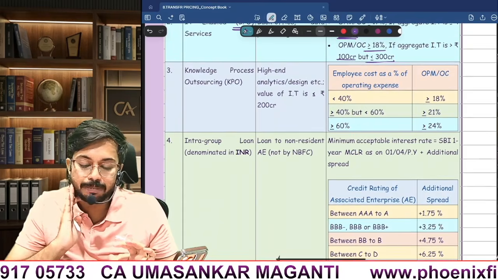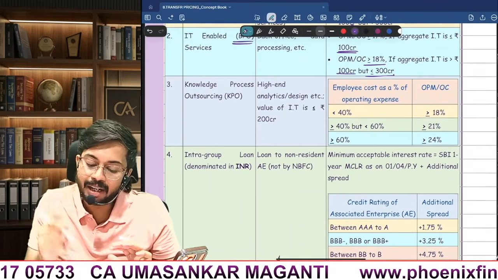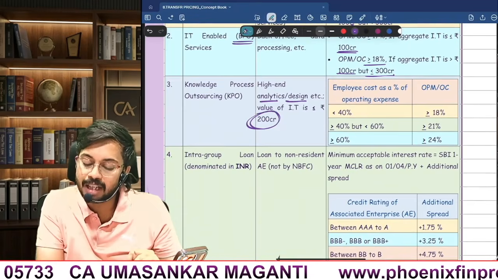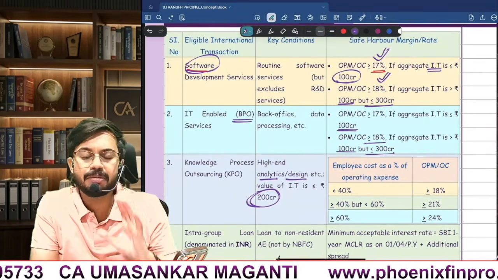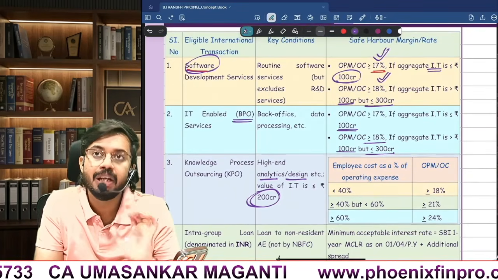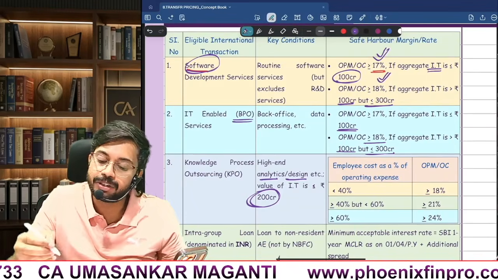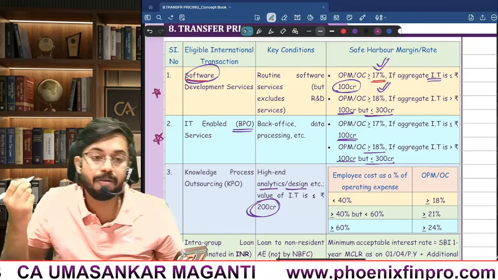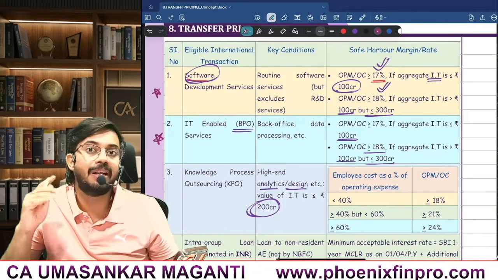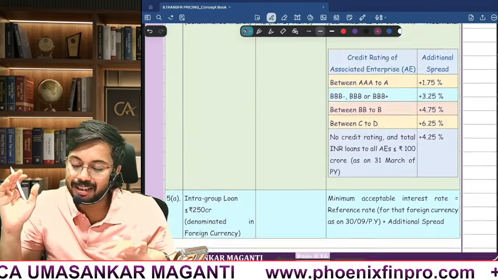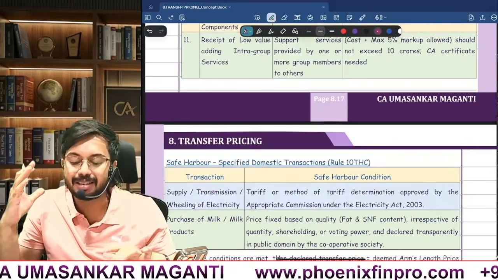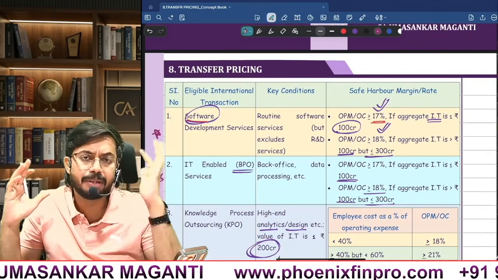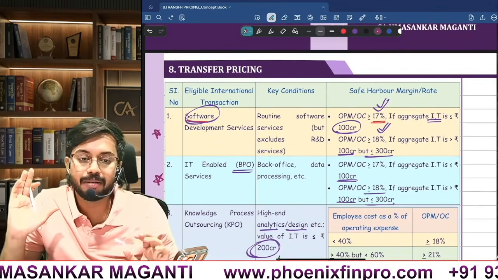Next, knowledge process outsourcing services, high-end analytics and design, etc., where the value of the international transaction is less than or equal to 200 crores. See, a question will mostly not be asked from safe harbor rules. If at all a question is asked, I predict it can be asked from software services and IT enabled BPO services. So remember these two margins very carefully. Of course, it's very tough to retain all these margins till the time of the exams, but at least the first two, 17%, 18%, please keep in your mind. Okay.